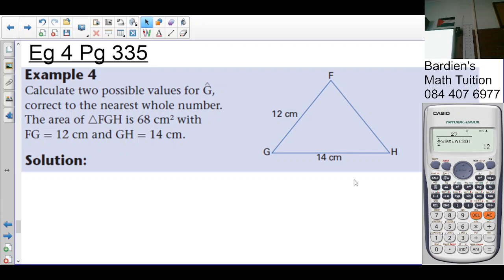Why do you think they ask you for two possible values? Because the angle in this triangle could be in an acute angle triangle or an obtuse triangle. So how would you get the other angle? 180 minus. Why? Because it takes you to the second quadrant. Do you remember the general solution? Sine can be positive in two quadrants: quadrant 1, which is just the angle, and quadrant 2, which is 180 minus.